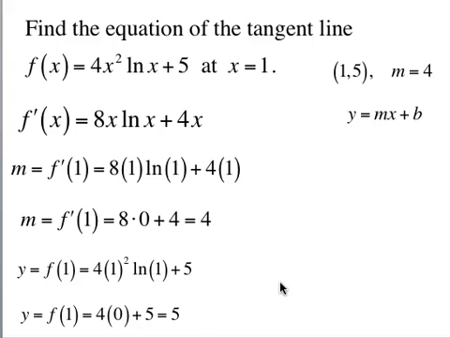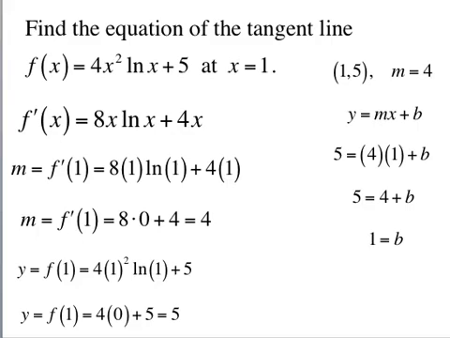As always, using y equals mx plus b, plugging 5 in for y, 1 for x, and 4 for m. We're going to go ahead and solve for b. So 5 equals 4 times 1 plus b. 5 is 4 plus b. 1 is b. But again, that's not our answer.